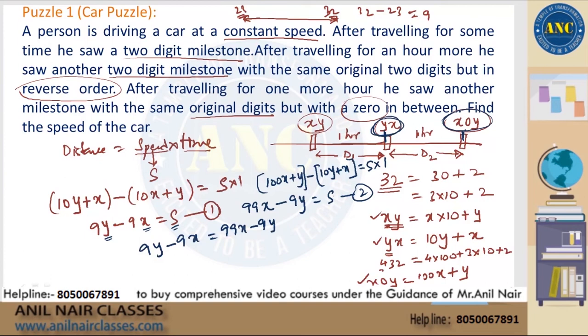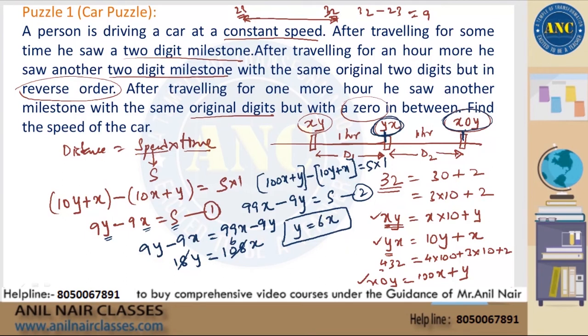I can take everything on one side, so I can take minus 9y this side, so 9y plus 9y will be 18y, and that should be equal to 99x plus 9x, which will be 108x. So basically you can see 18 ones are 18, six are 108. So you got an expression which is y is equal to 6x. Now you have a relation between x and y.